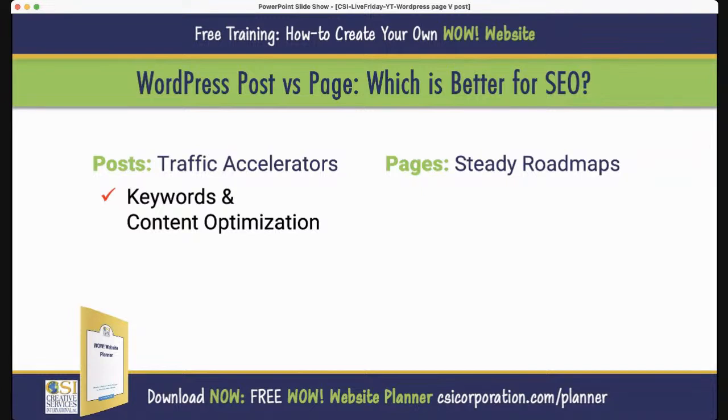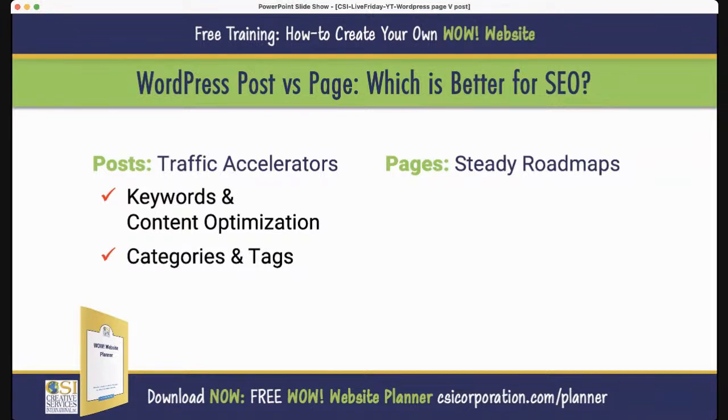Posts allow you to target specific keywords and optimize your content accordingly. Conducting thorough keyword research and strategically incorporating keywords into your post titles, the headings, and body can boost its visibility in search engine results. Also, categories and tags.